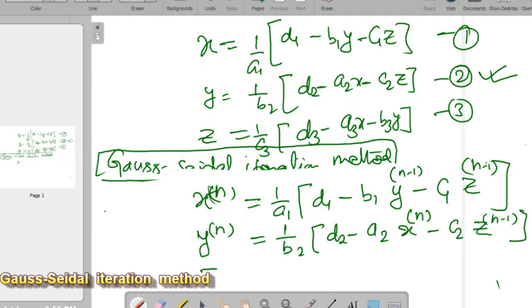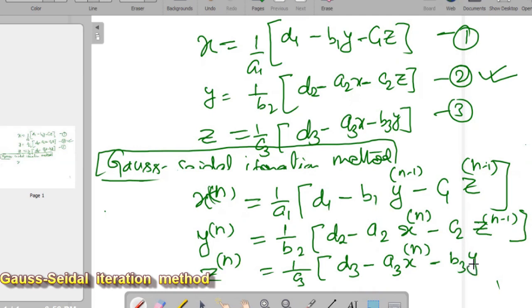And the last one is z. The nth iteration value of z is obtained by using the value of x in this iteration, so we write xn, and the value of y from this iteration.